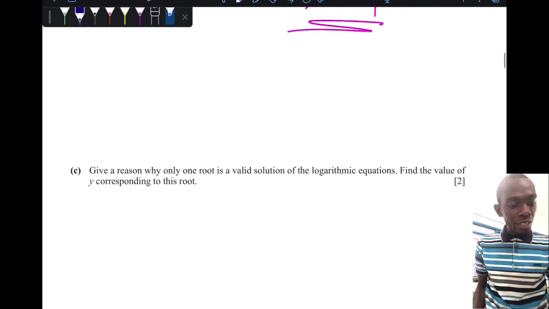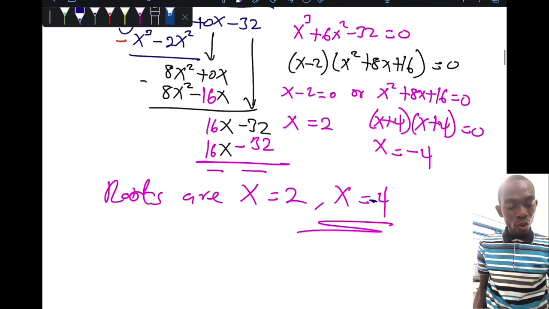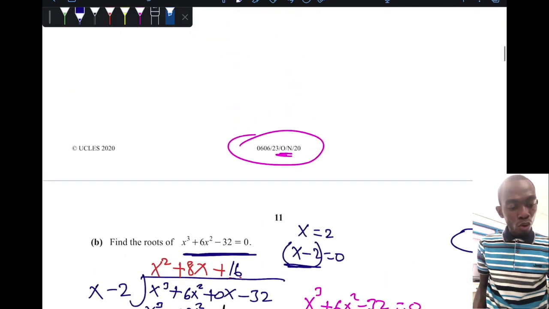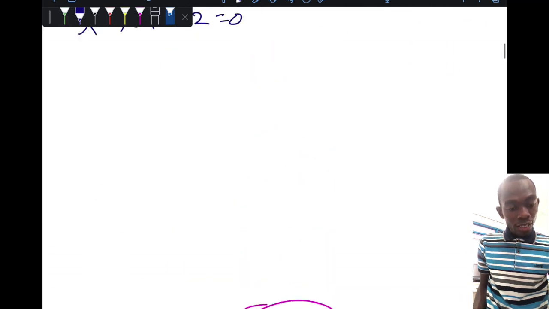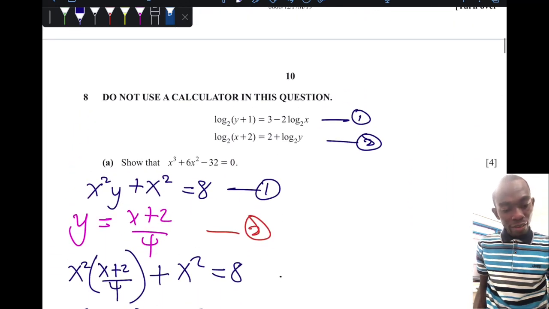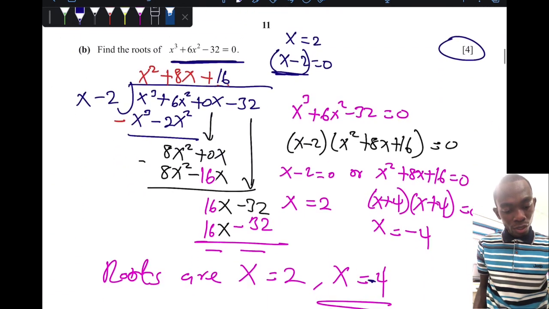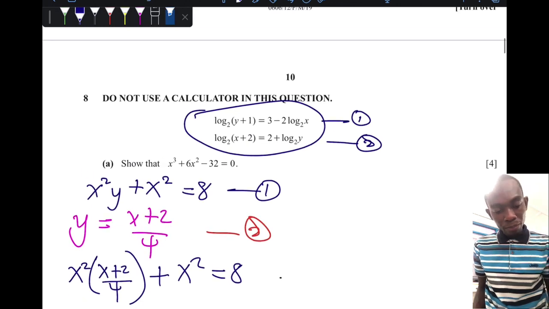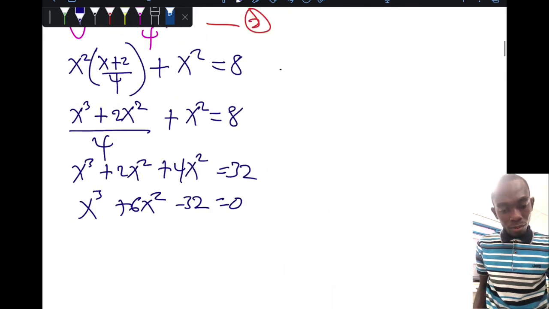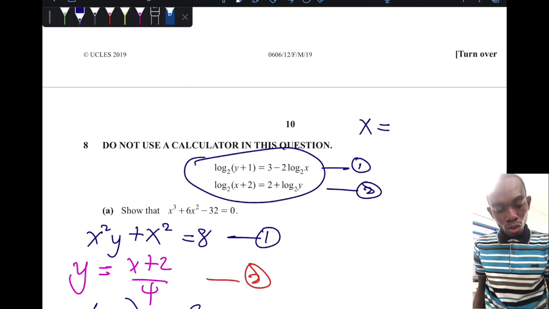It says, give a reason why only one root is a valid solution to this logarithmic equation. All right, so let's see. These are the two logarithmic equations that they gave us. All right, and then you got two x values, positive 2 and negative 4. So let me show you something. x equals 2 and then x equals negative 4.